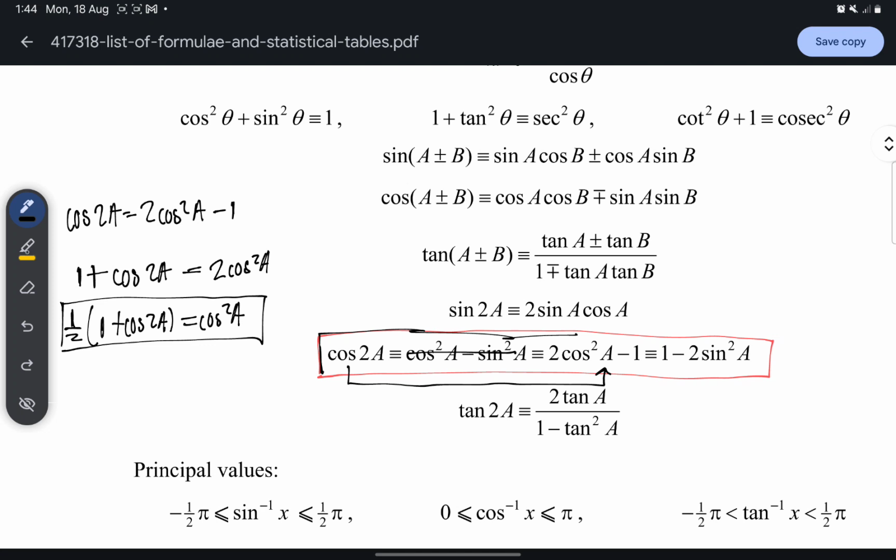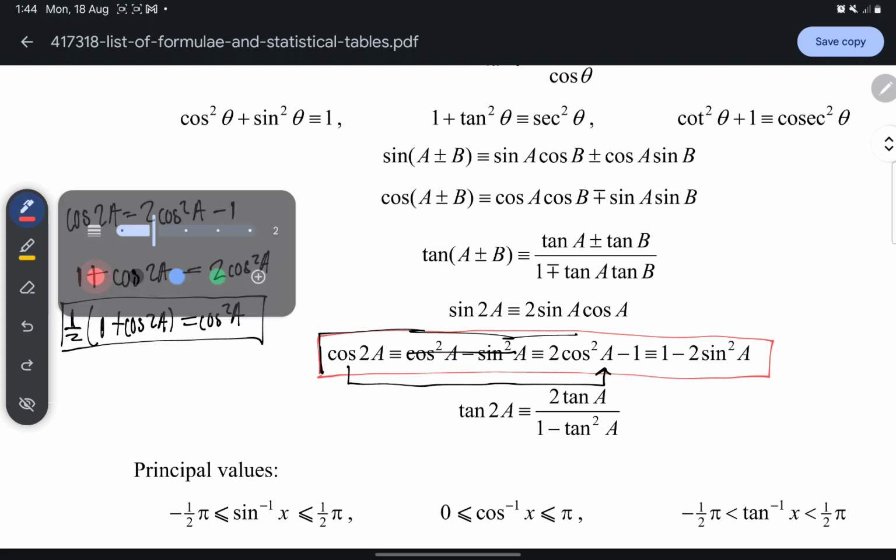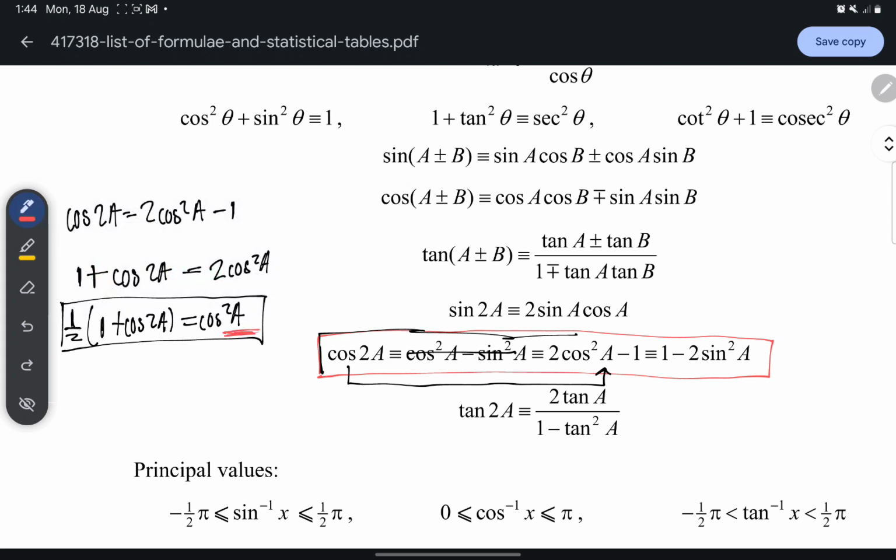Okay, but there's something I need you to realize that is going on here. You'll be having a cos squared a. When you change it, it will be half 1 plus cos 2a. You double whatever angle you had on the cos squared. If it was a cos 3a, you double it to become a cos 6a. You always double that. Okay, now let's do for sine squared.